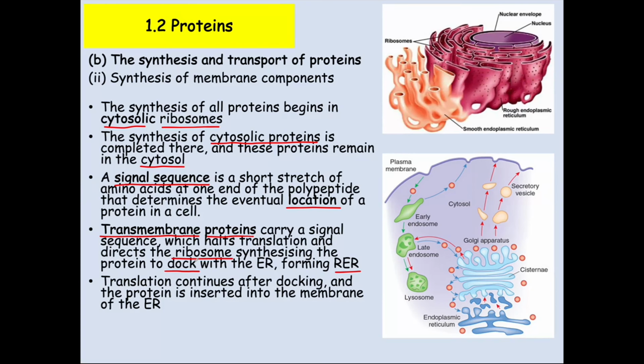And the way I think of it in my head is I always think ribosome R, so R plus ER equals RER. The ribosome docking with the endoplasmic reticulum gives us rough endoplasmic reticulum, or RER. R plus ER equals RER. So if it's a transmembrane protein, it needs to dock with the endoplasmic reticulum to complete protein synthesis.